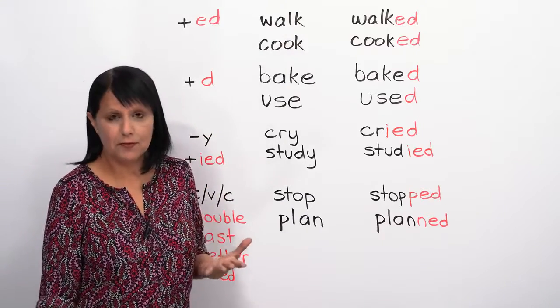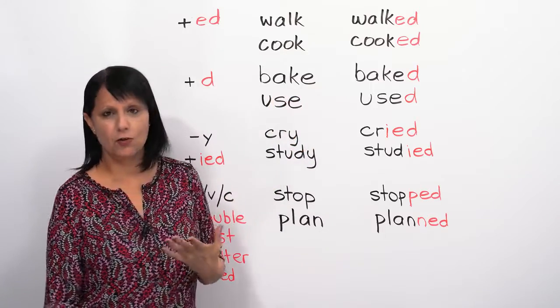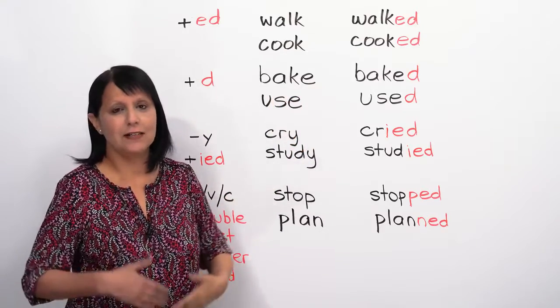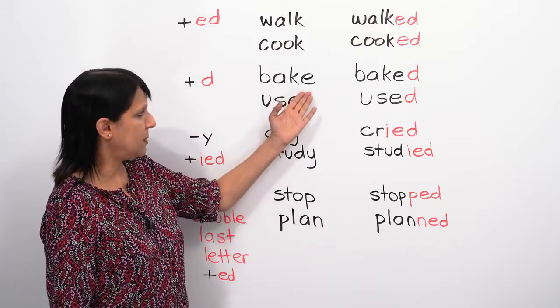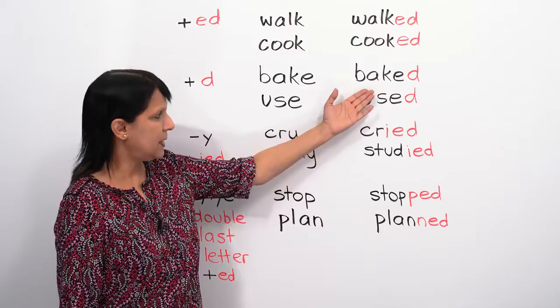Sometimes the verb itself, the base form of the verb, ends with an E already. Then you don't need to add another E. You just add D. So bake and baked.